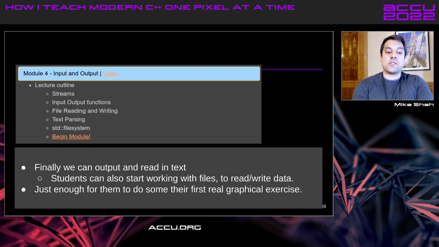Then finally, by module 4, I teach them output. Again, they figured it out by now. They've done a Google search, but here's where I actually talk about input, output, reading in data from files and so on. And then they're ready at this point for their first sort of graphics project.